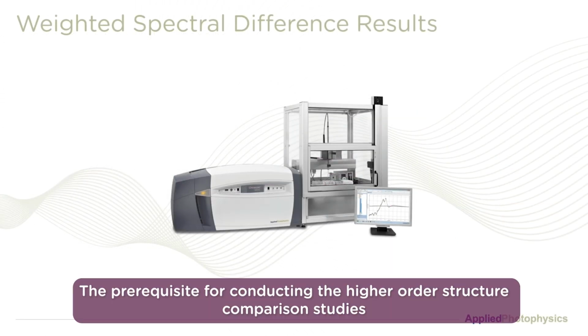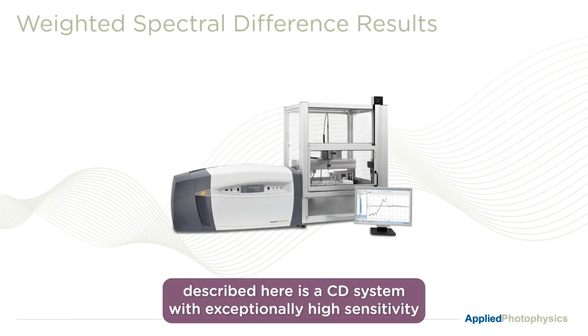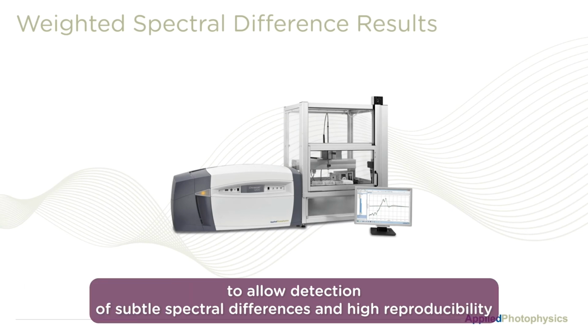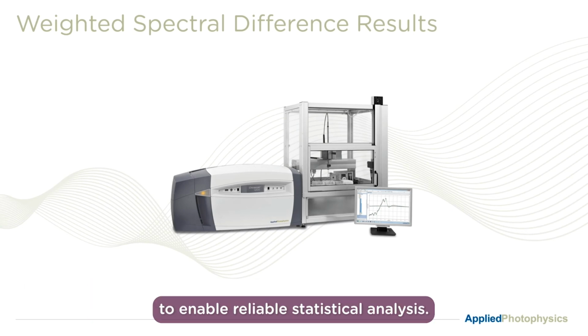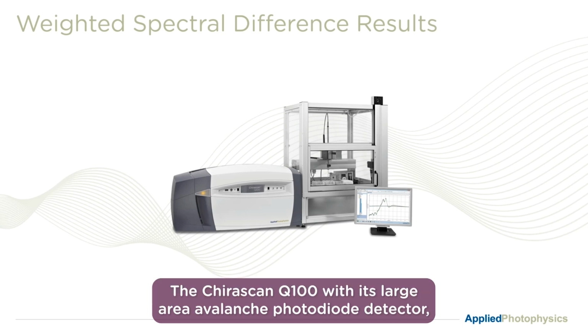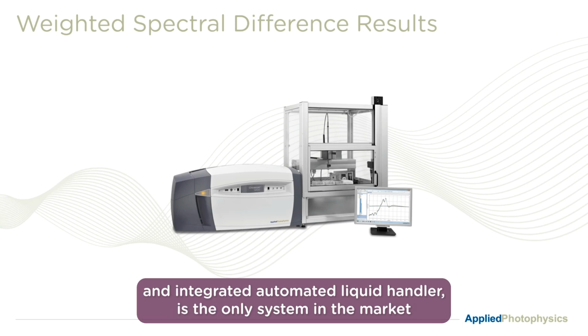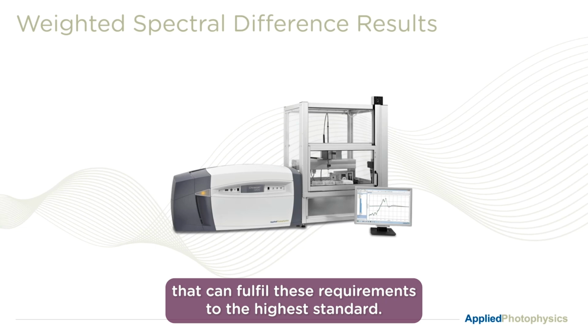The prerequisite for conducting the higher order structure comparison studies described here is a CD system with exceptionally high sensitivity to allow detection of subtle spectral differences and high reproducibility to enable reliable statistical analysis. The Chiroscan Q100, with its large area avalanche photodiode detector and integrated automated liquid handler, is the only system in the market that can fulfill these requirements to the highest standard.